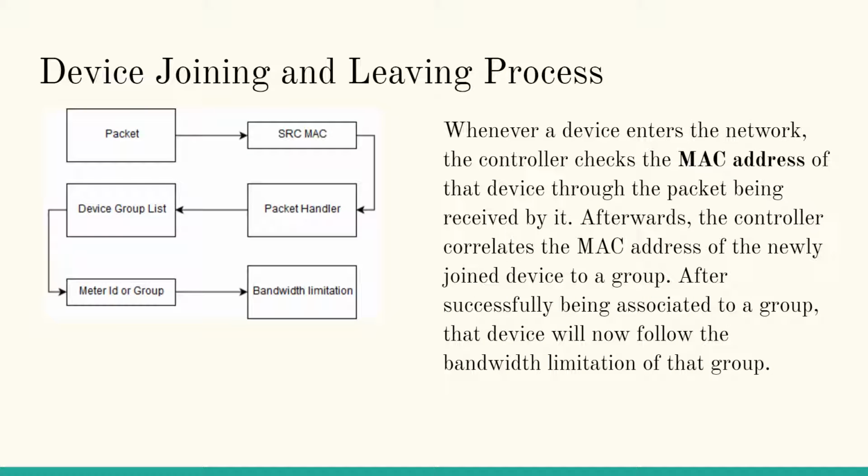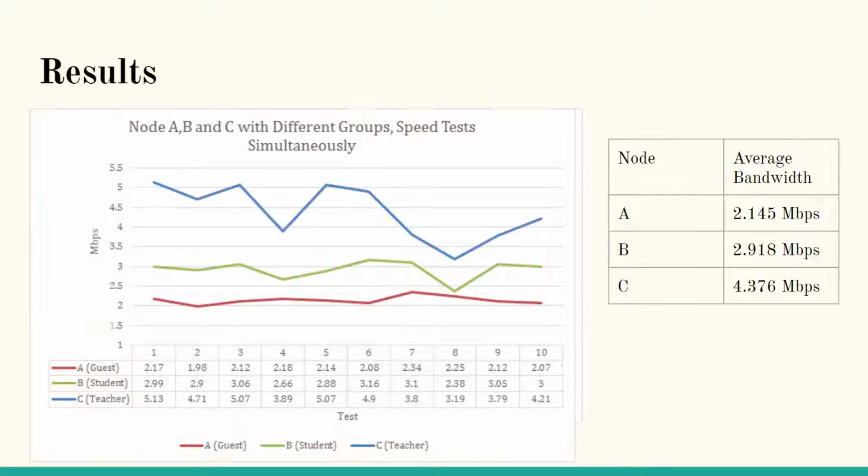For a device joining or leaving, the process is that whenever it enters the network, the controller checks the MAC address of that device through the packet being received by it. Afterwards, the controller correlates the MAC address of the newly joined device to a group. After successfully being associated to a group, that device will now follow the bandwidth limitation of that said group.